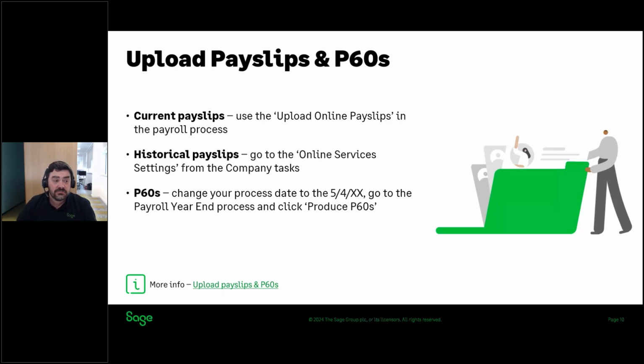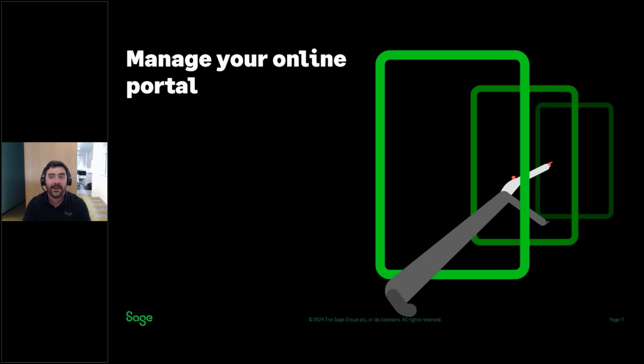Now, there is a bit more to Sage HR online services than just payslips and P60s. So what I want to do for the second half of this webinar is to explore the online portal in a bit more detail. And I want to show you some things that you can do integrating HR with payroll in terms of starters, leavers, and also importing updates to employee personal details. So first thing we're going to do is start with a quick tour of the online portal. So if I just bring these slides down again.